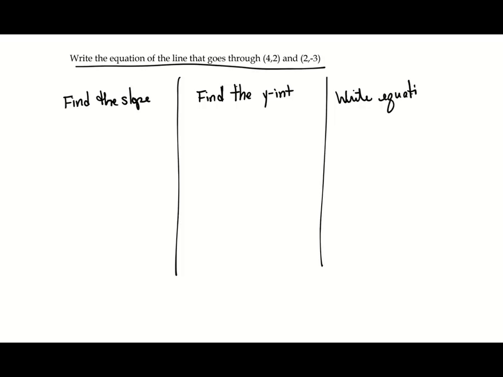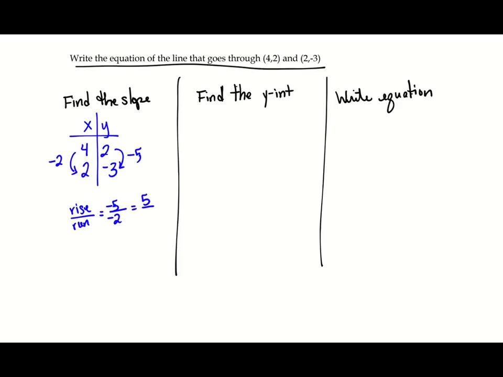So if we go through and do all of those things, to find the slope, we made our xy chart. We fill in the 4, 2, and the 2, -3. So from 4 to 2, we went down 2. From 2 to -3, we went down 5. So my slope, if I did rise over run, is going to be -5 over -2, which will give me a positive 5/2.